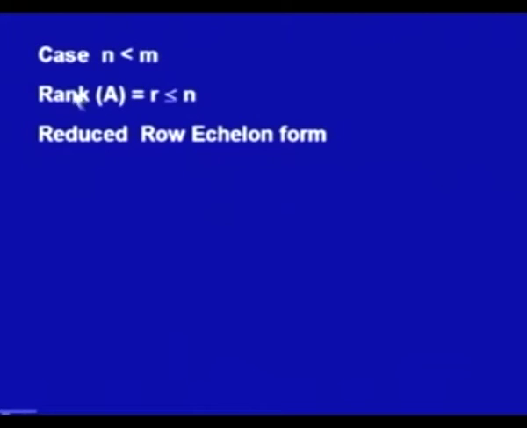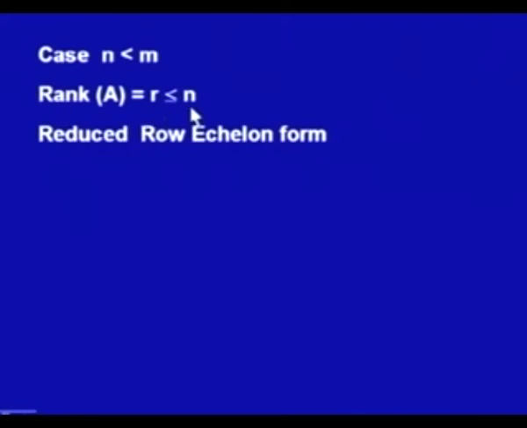So, with this we come to the last case where n is less than m, that is the number of unknowns is less than the number of equations. Clearly, even in this case the rank will be r, and it will always be less than or equal to n, because this rank r cannot exceed n. So, we will have rank A is equal to r.